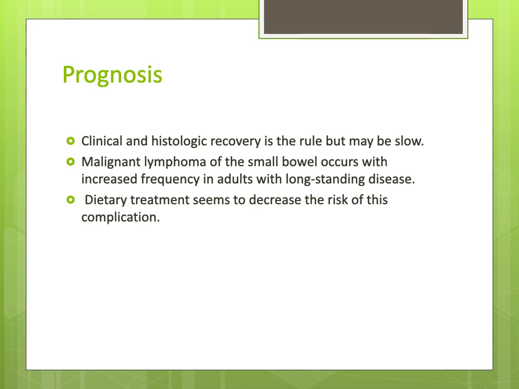Prognosis of celiac disease: as a rule of thumb, clinical and histological recovery usually occurs. The most serious consequence of long-standing celiac disease is development of malignant lymphoma of the small bowel. However, the risk of development of this complication is usually decreased with restriction of gluten in the diet.